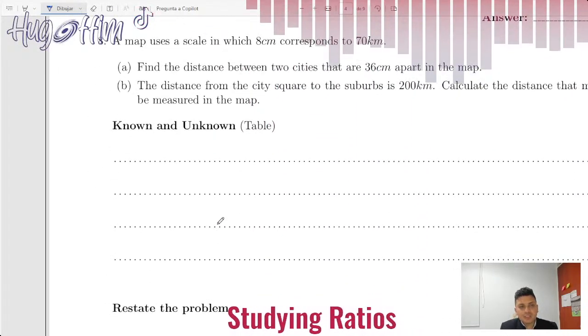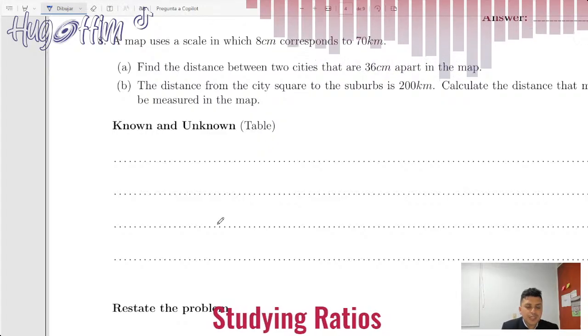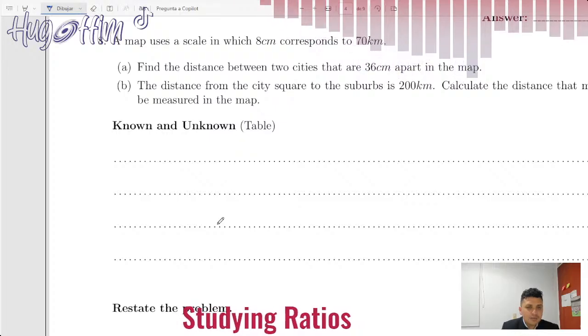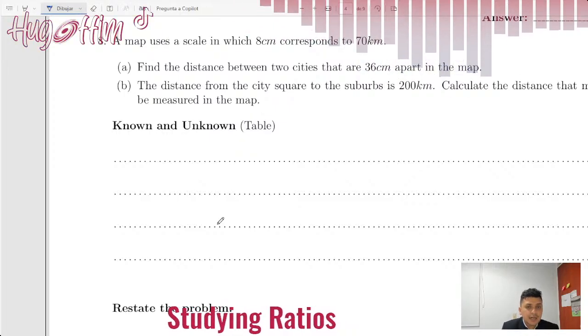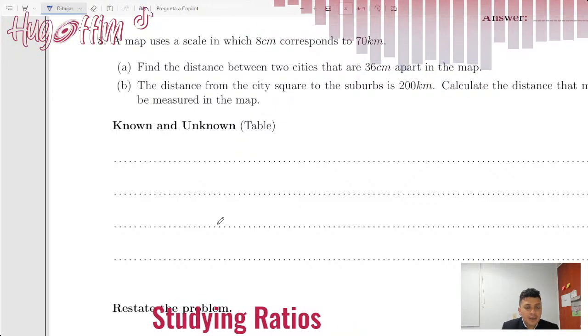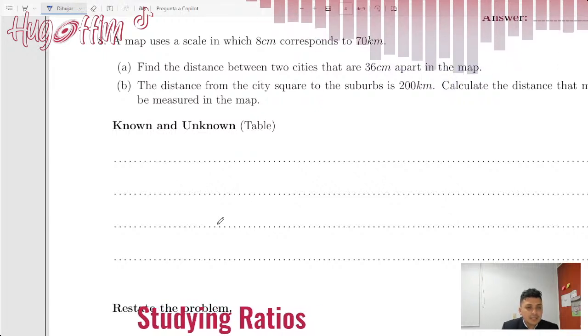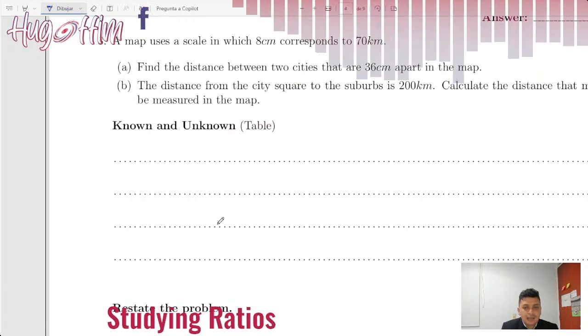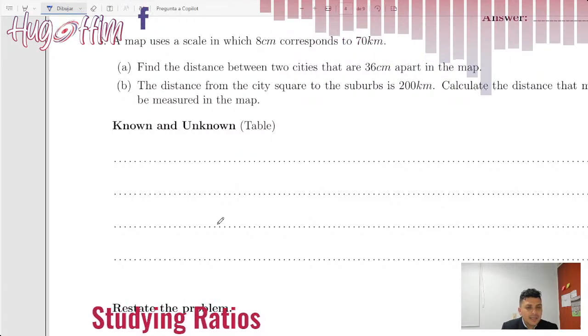What happens if you have this one? A map uses a scale in which 8 centimeters corresponds to 70 kilometers. I want to find the distance between two cities that are 36 centimeters apart on the map, and the distance from the city square to the suburbs is 200 kilometers. Calculate the distance that must be measured on the map.